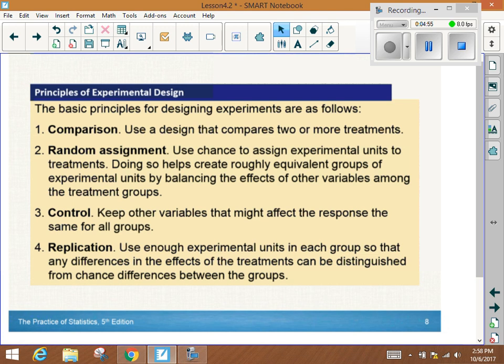replication. We need to use enough experimental units in each group so that our results aren't being caused by differences in each of the experimental units, but our results are being caused by the treatment. Usually 30 is the minimum. So you want to have, at the very minimum, 30 experimental units in each of your control and in your experimental groups. That's the magic number in statistics for a sample size that is large enough.